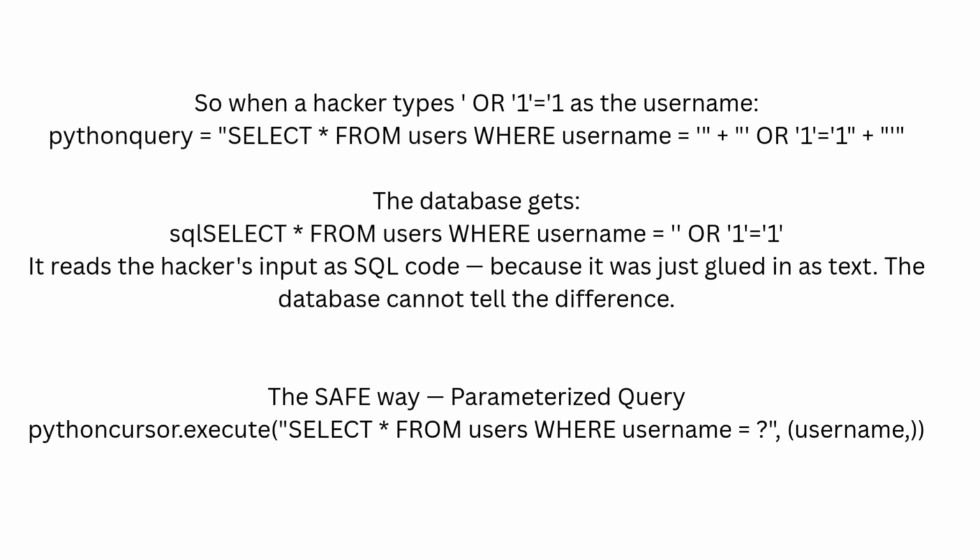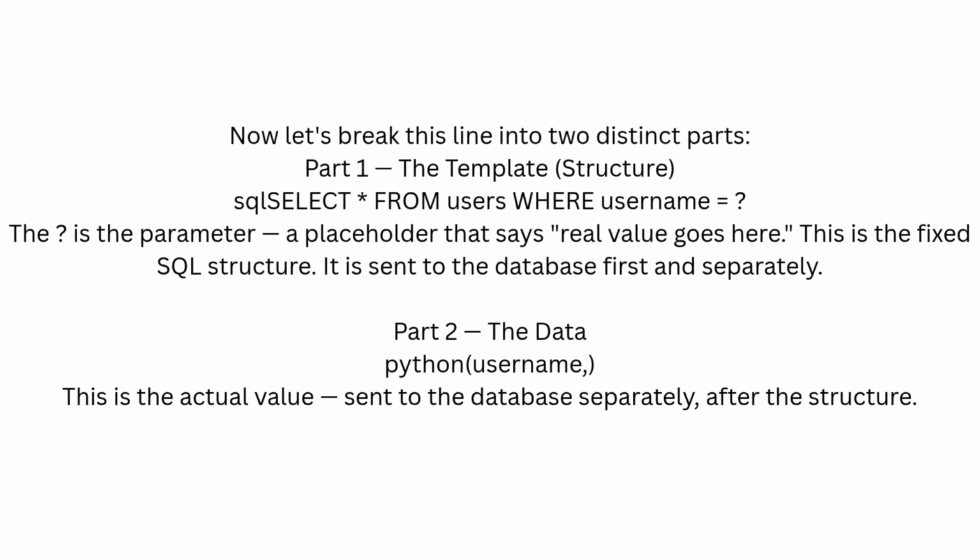The safe way, parameterized: cursor.execute("SELECT * FROM users WHERE username = ?", (username,)). Now, let's break this line into two distinct parts. Part 1, the template or structure: SELECT * FROM users WHERE username = ?. The question mark is the parameter, a placeholder that says real value goes here. This is the fixed SQL structure. It is sent to the database first and separately. Part 2, the data: username, the user. This is the actual value sent to the database separately after the structure.